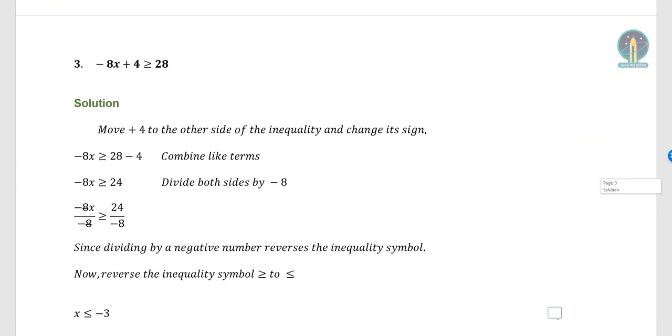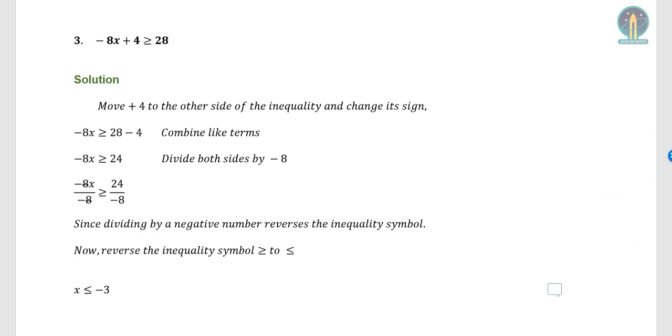Let's look at the next example. Minus 8x plus 4 greater than or equal to 28. Again, isolate the x on one side, so in this case we want to bring the plus 4 to the other side, so we would do minus 4 and minus 4, right? So these cancel out and you get 28 minus 4, which is 24, and then negative 8x we still have.